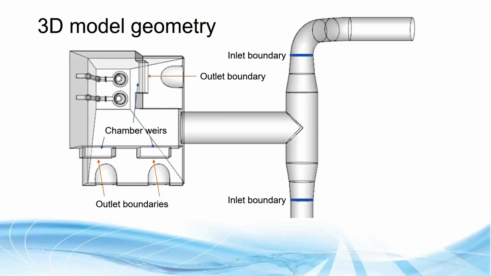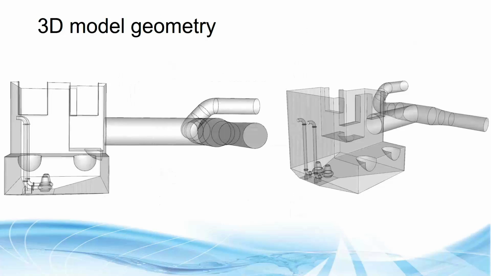over the weirs. So the outlet boundaries were set just past the weirs to make sure that there was fully free discharge and that they weren't affecting what occurs in the chamber itself. So these are other views, different points of view, of the 3D model.